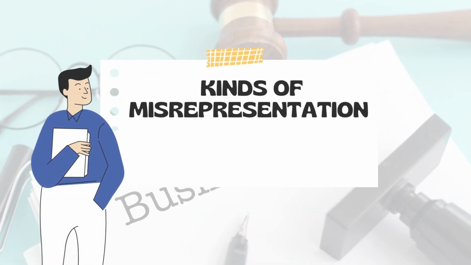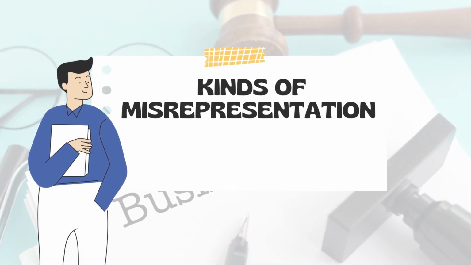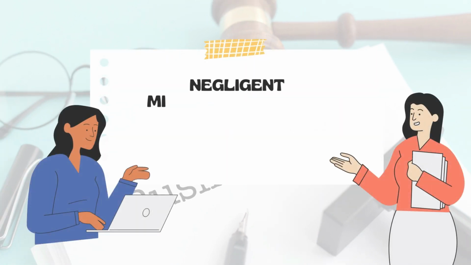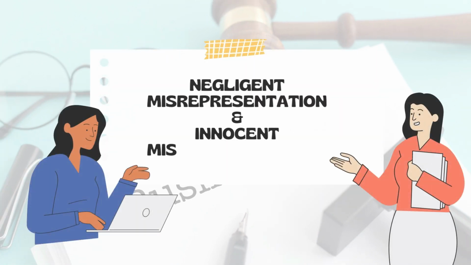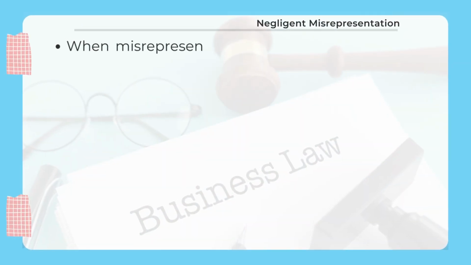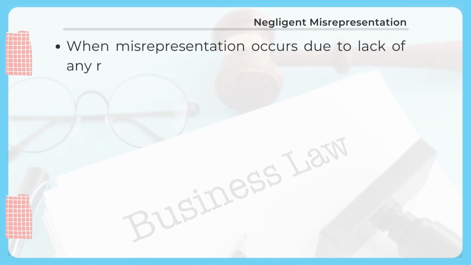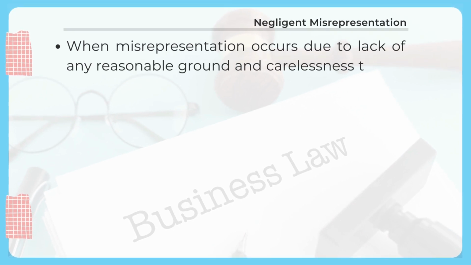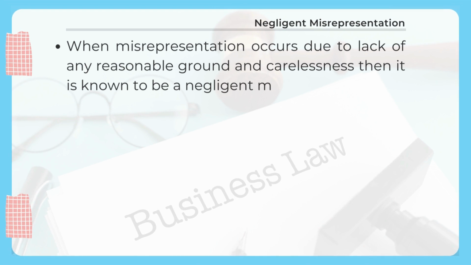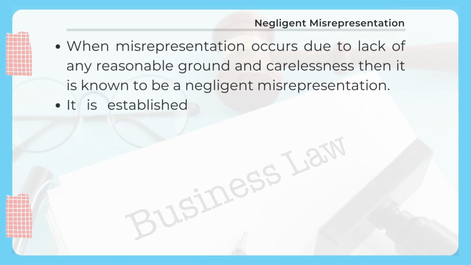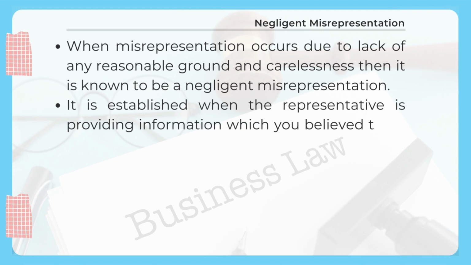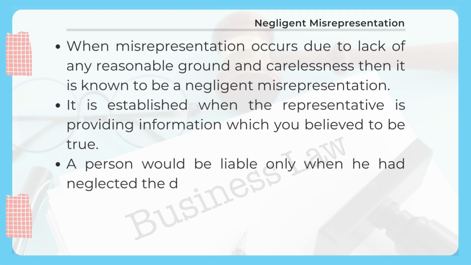What are the different kinds of misrepresentation? Let us understand that. One is negligent misrepresentation. Second is innocent misrepresentation. Negligent is when it is actually a misrepresentation due to lack of reasonable grounds or carelessness, that you are actually not knowing that fact. So negligent is when a representative is giving the information and you believe it as true.